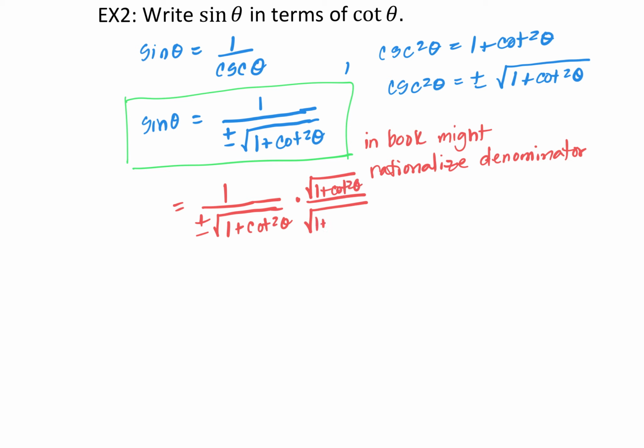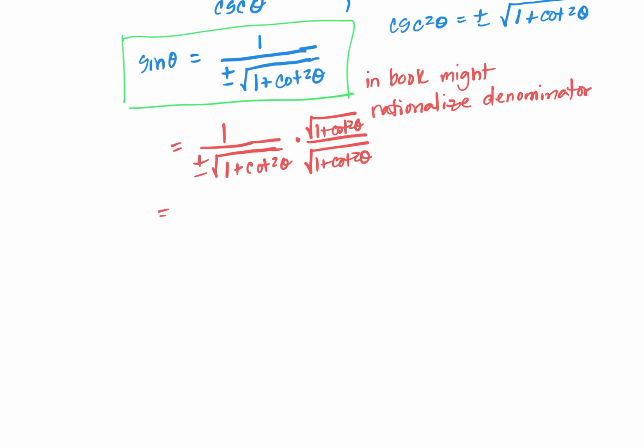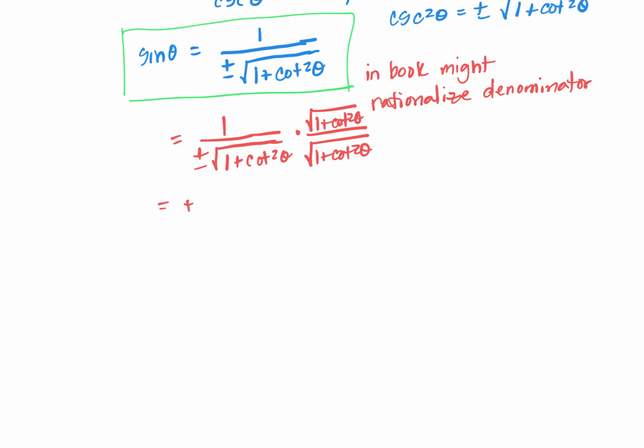Maybe I should have left a little bit more space, so this would be easier to see. So that would be, I'm going to bring the plus minus out in front, square root of 1 plus cotangent squared theta. In the denominator, the square root cancels. So you could write it like this as well, with the denominator rationalized.